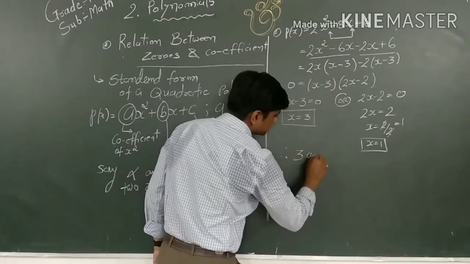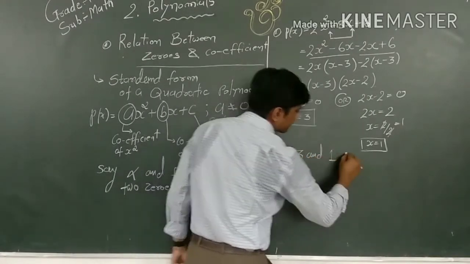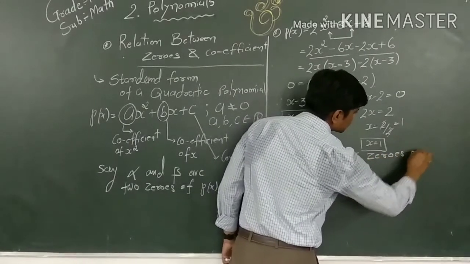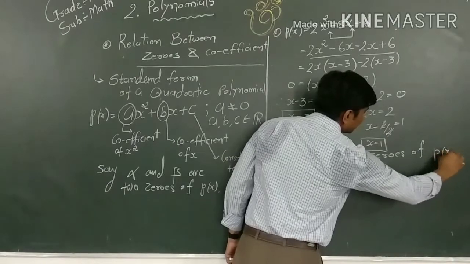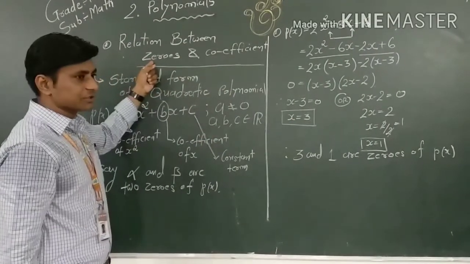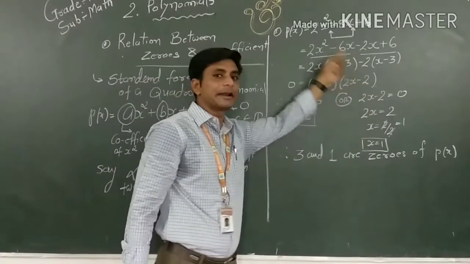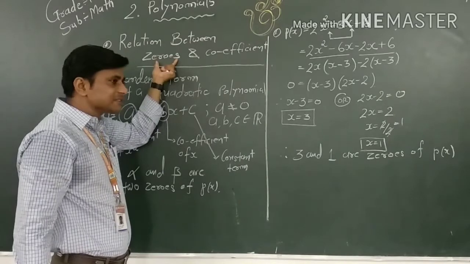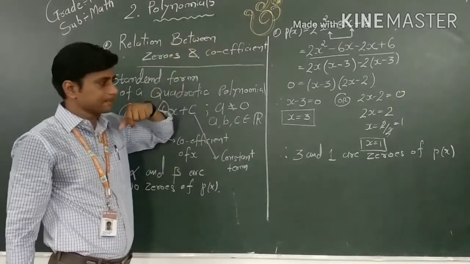These are two zeros, therefore we can write that 3 and 1 are zeros of p of x. Okay, look here, zeros. Our first part is already completed. We found the zeros. Now we compare the zeros with the coefficients.